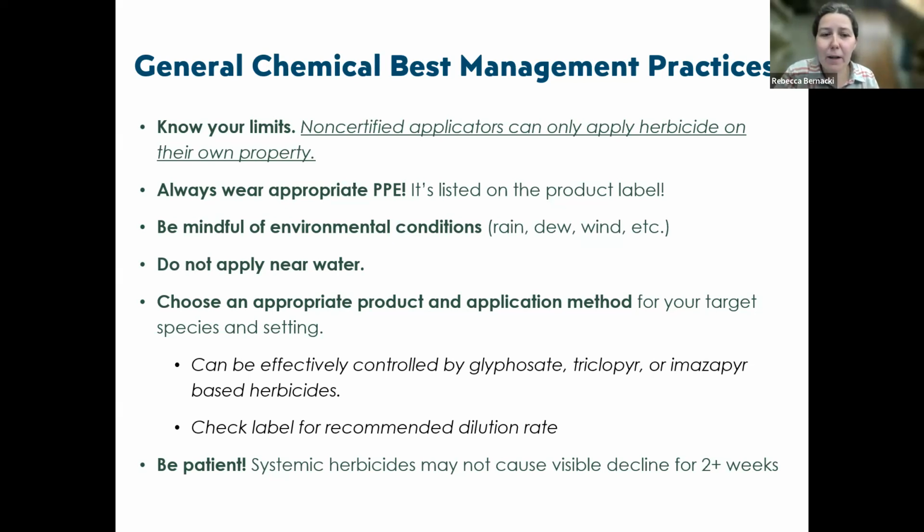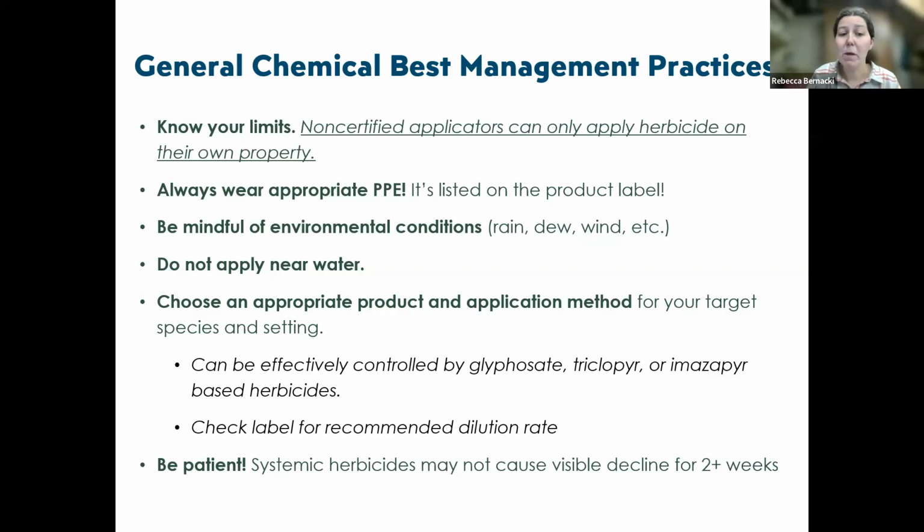If you are a landowner and you are using chemicals near water, please hire a certified chemical applicator or pesticide applicator. There are special products that need to be used by water. We always want to choose an appropriate product and application method for both your target species and settings. So that kind of gets back to what I was saying about water. Many species can be effectively controlled by glyphosate, triclopyr, or imazapyr-based herbicides, but you want to check that product label. You also want to check that product label for the proper dilution rate, so you know the best rate of that product to have an impact on the plant.